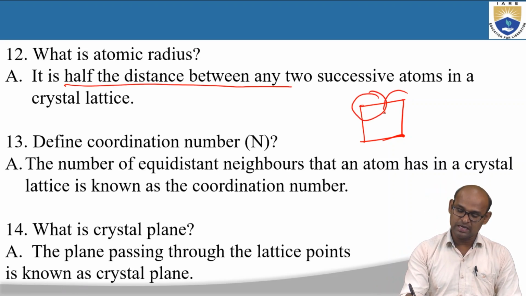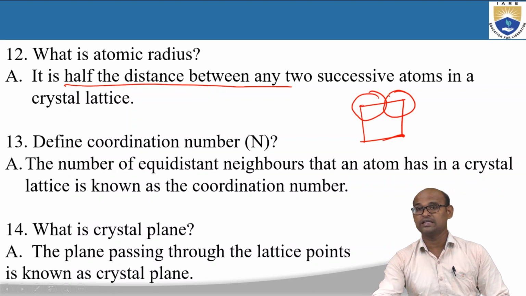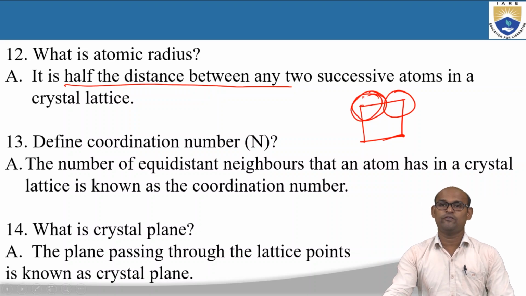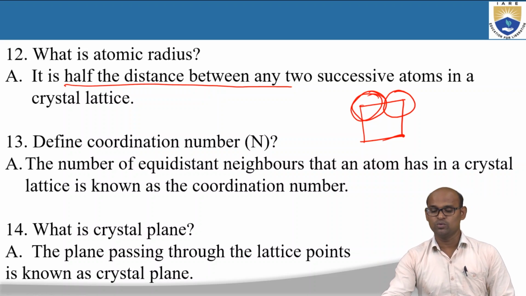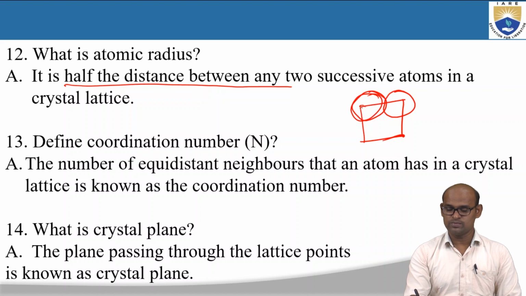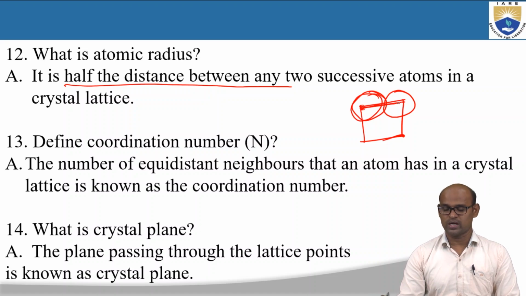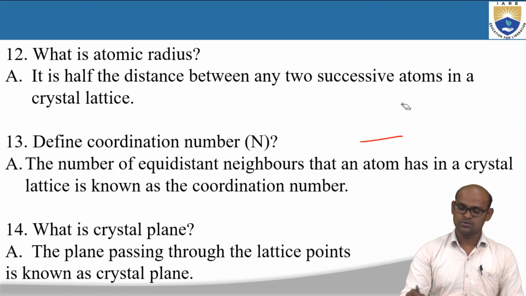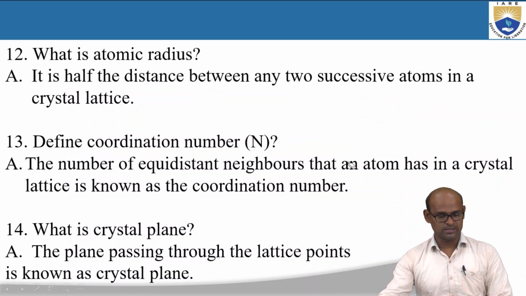You need to select a direction in which atoms are in contact. Then half of the distance between any two consecutive atoms is defined as the radius. Once you define the direction along which two atoms are in contact, the distance between the centers of these two atoms is this, and half of it is nothing but the radius of the atom. That is how we define atomic radius.